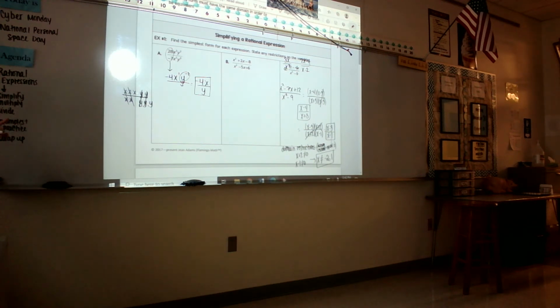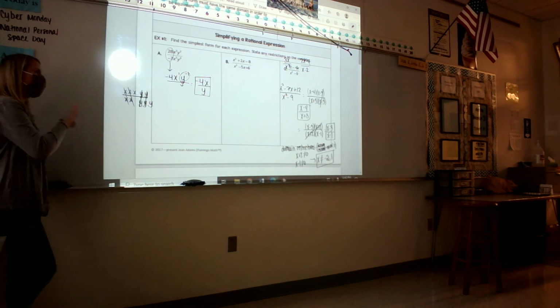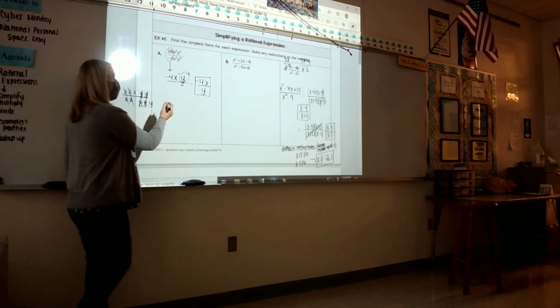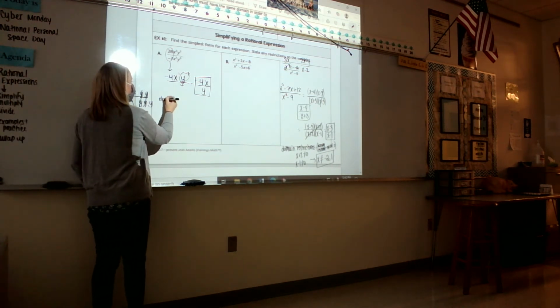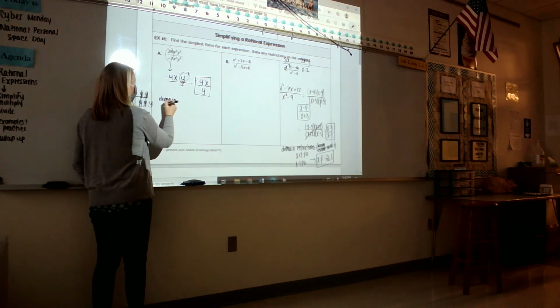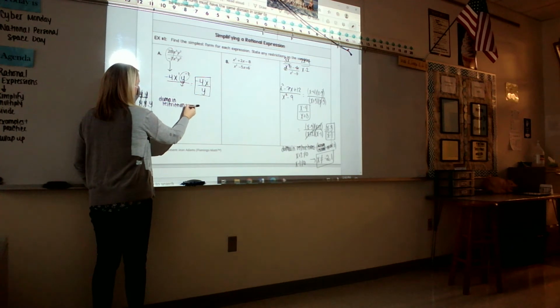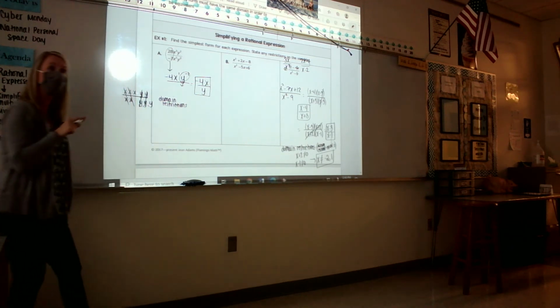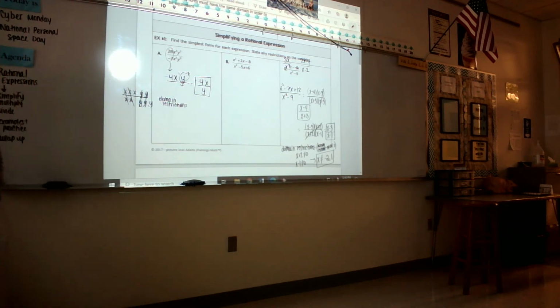So we always need to do one last step. It's like, okay, we got the answer, everything's simplified. We need to say if there are any domain restrictions. AKA, is there anywhere that the denominator would be equal to 0? That's going to be a restriction. We don't want that to happen.